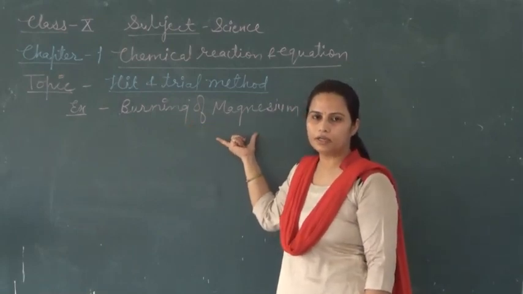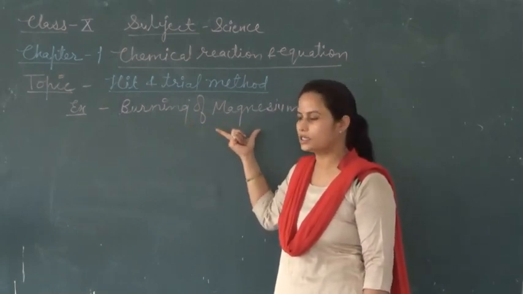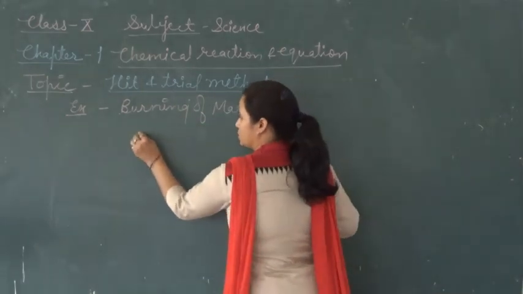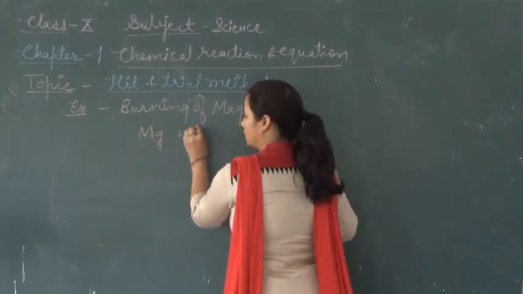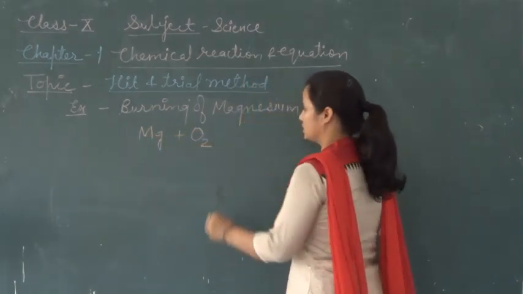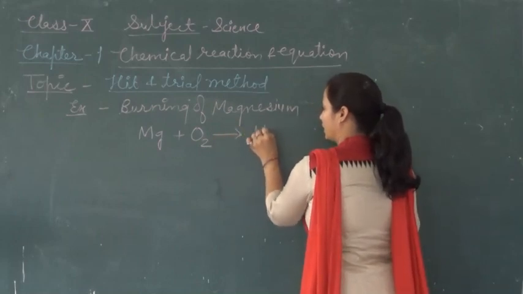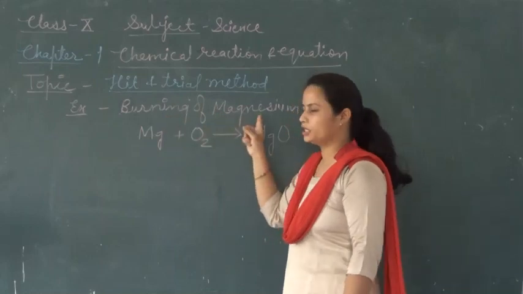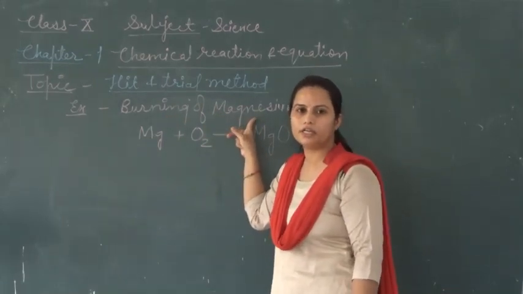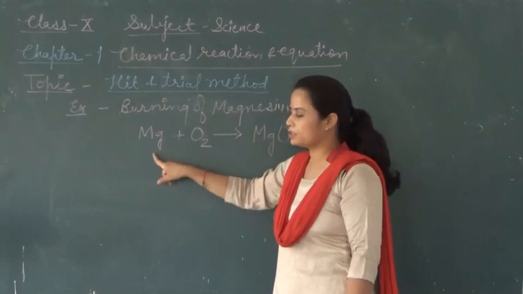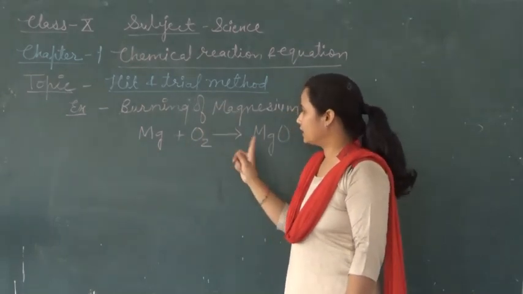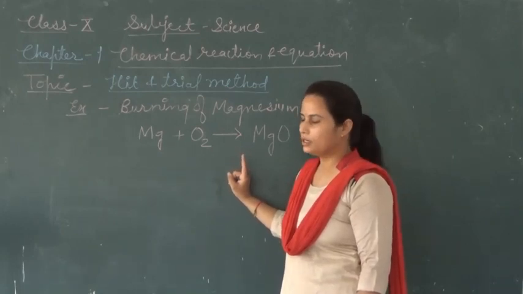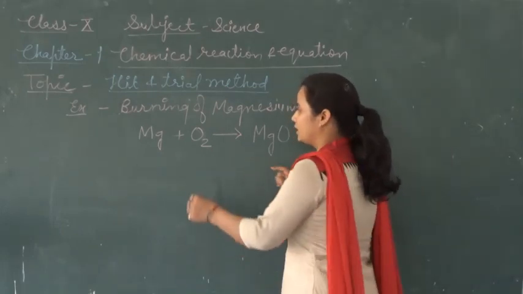As I told you, a word equation means the equation is written in words. Here, burning of magnesium means magnesium, Mg, burns in the presence of oxygen and forms magnesium oxide, MgO. Again I repeat, burning of magnesium is an example of a word equation, and when written with symbols it is called a skeletal equation because it is unbalanced. Now let me start to balance it by a general process.